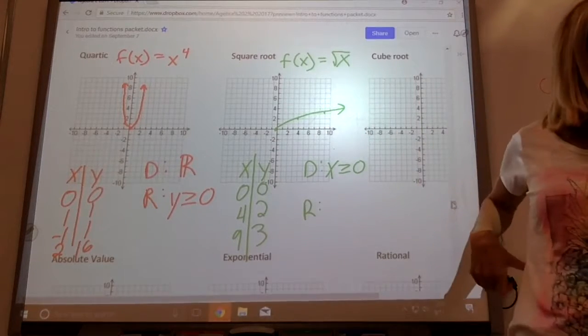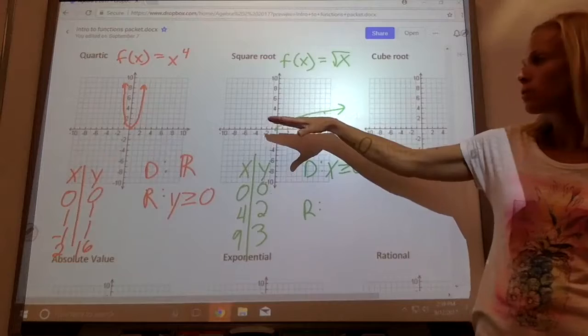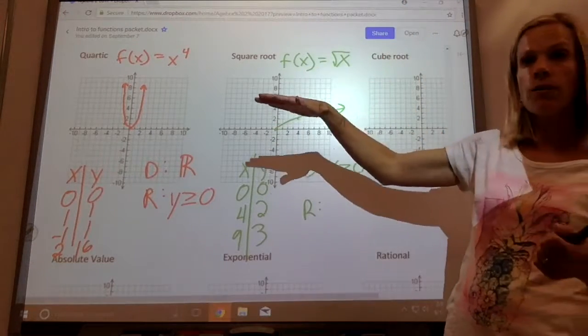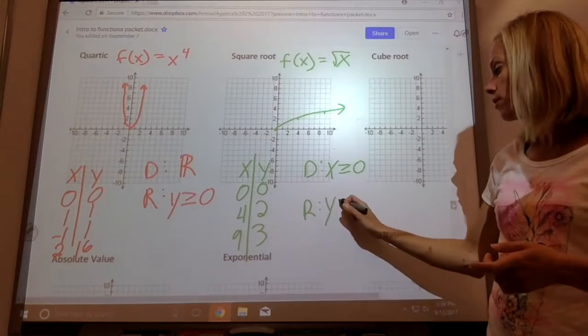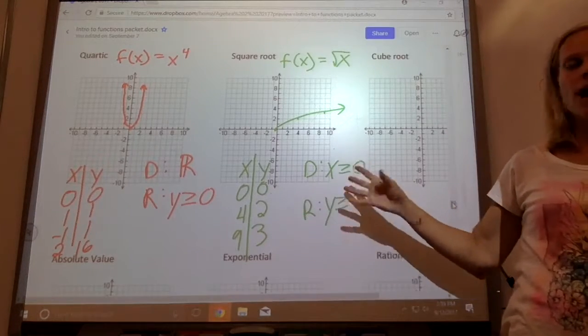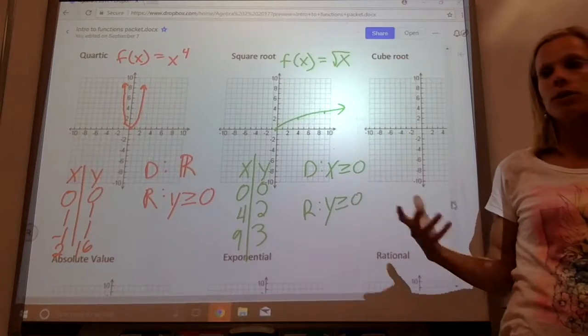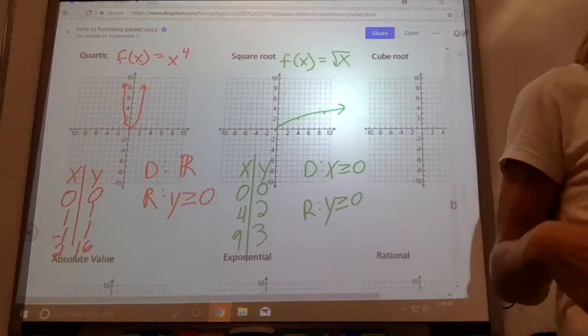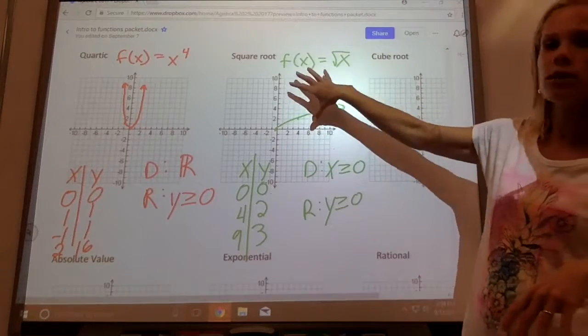The y is very specific too. I'm starting at 0, 0 and I'm only going up. So my y is also greater than or equal to 0, which means that x's and y's have to be positive to do a square root. And that should make sense. You can only square root positive and your answer is only positive. So your whole graph is only in the first quadrant.